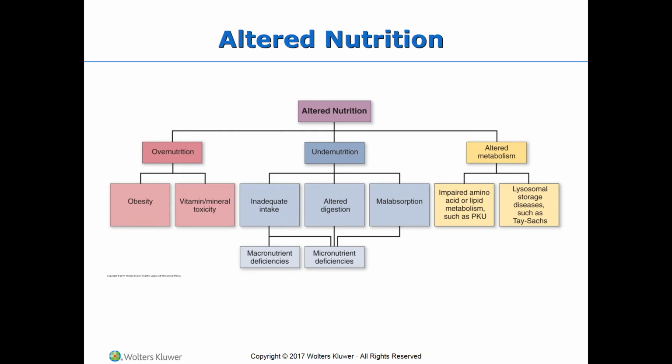So this is the concept map of some of the problems of altered nutrition. Overnutrition can be caused by, of course, overingesting nutrients, so that can lead to obesity. If the person is overingesting certain vitamins or minerals, they can have specific toxicity. If the person has undernutrition, like inadequate intake, the person will have deficiency of certain macronutrients or micronutrients. The same will be true for altered digestion or malabsorption.